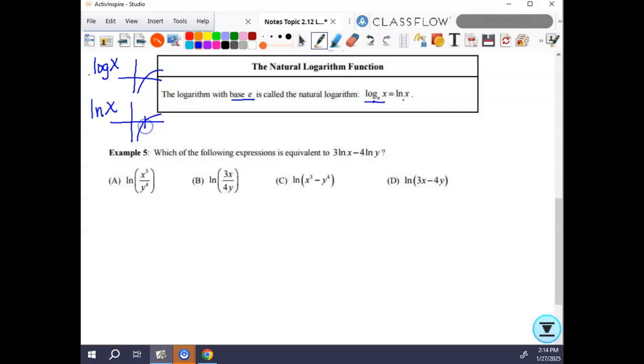And what's this x value that they go through? 1. It's 1 on all of them. Okay. Everybody good with that? Okay. So knowing that, just because it's a natural log doesn't make it any more difficult. All your log properties work. I'm going to give you a minute, and I want you to do example 5.